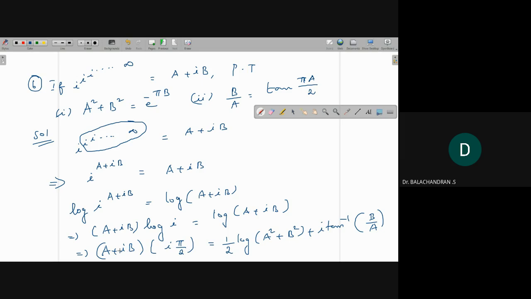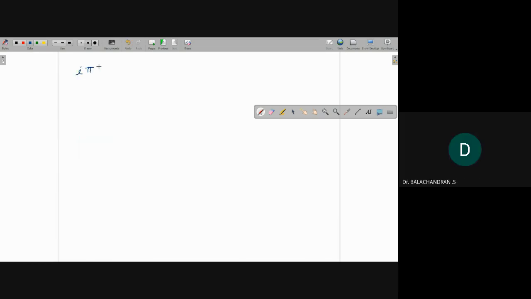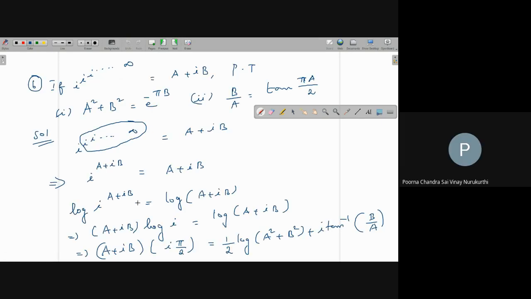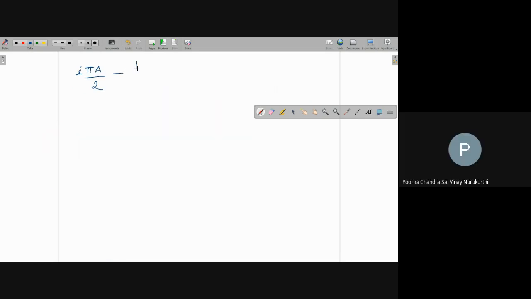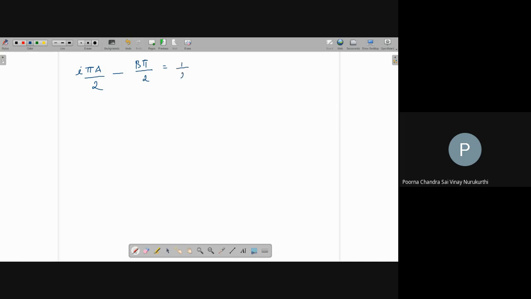Now multiply the left hand side, and compare the real and imaginary part. If you multiply, you'll get what? i pi a by 2 minus b pi by 2. i square is minus, so minus b pi by 2, is equal to the right hand side, the same thing: half log a square plus b square plus i tan inverse of b by a.